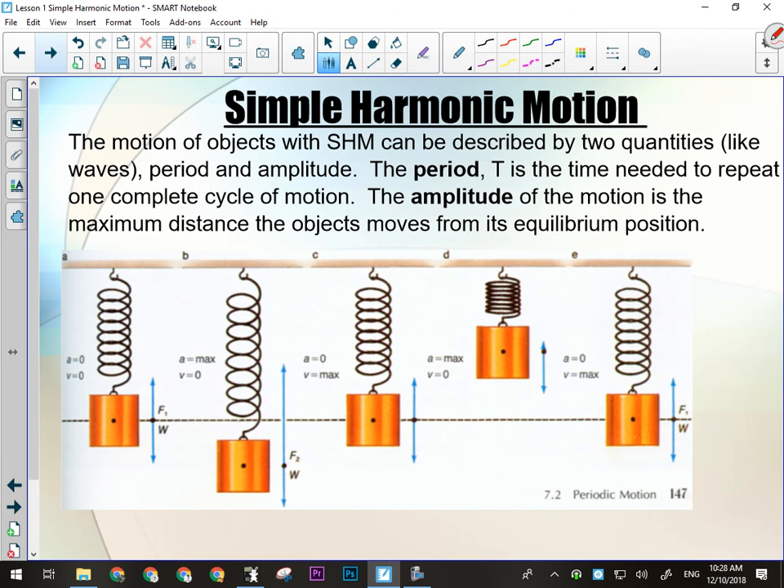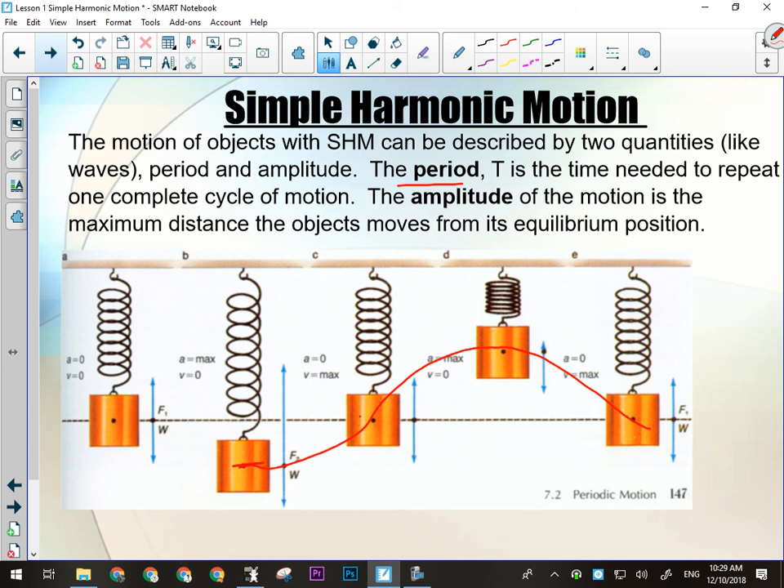The motion of objects with simple harmonic motion can be described using some things we learned in the last unit, frequency and period. The period is the time needed to repeat one complete cycle. Understand that one complete cycle actually involves going through equilibrium twice. If we start here at the maximum displacement, we move upwards through equilibrium to the maximum displacement upwards and then back to equilibrium. So we pass through equilibrium twice in any single oscillation.